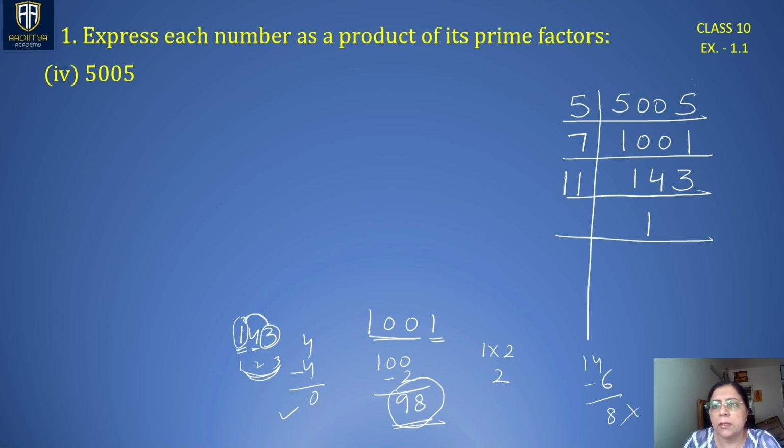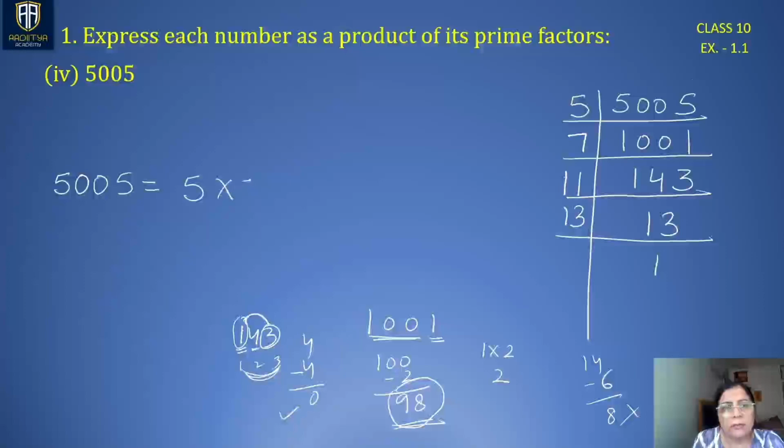So you get 11 ones are 11. Remainder 3 combined with 3, 33. 11 threes are 33. Now, 13 is a prime number, so we can directly divide 13 by 13. So the prime factorization of 5005 gives us 5 times 7 times 11 times 13, right?